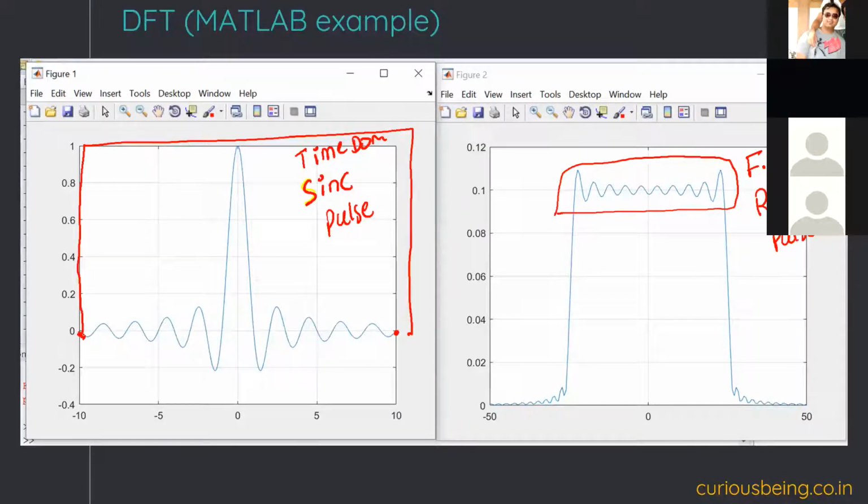That windowing impact is reflected here. One more intuition: by windowing, you can consider that I'm multiplying a sync pulse with a rectangular function. And multiplying two signals in the time domain means, in the frequency domain, I have to convolve them. So I have to convolve a rectangular pulse and a sync pulse, and that impact can be seen here.